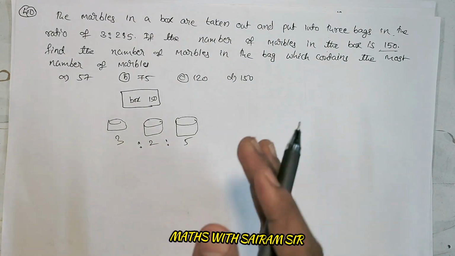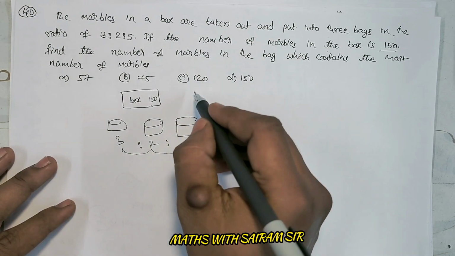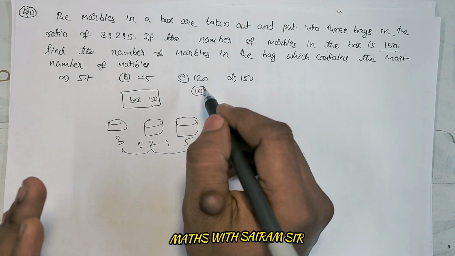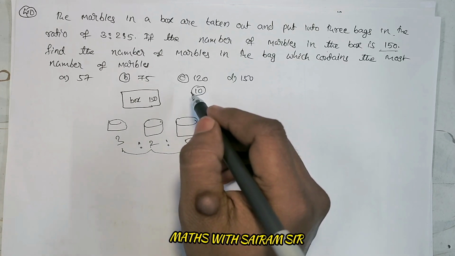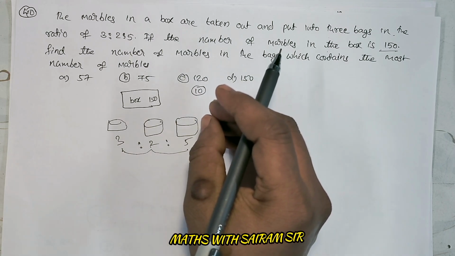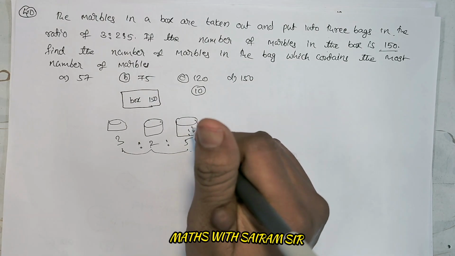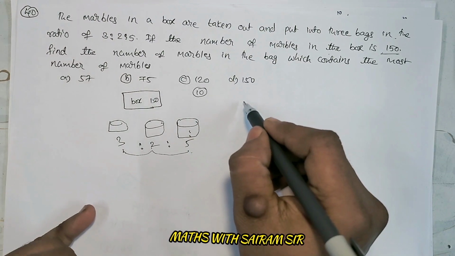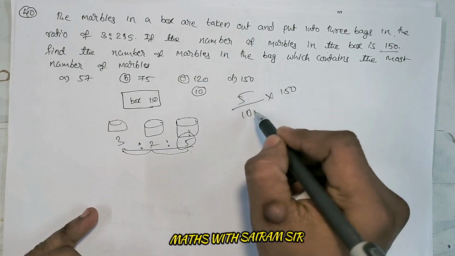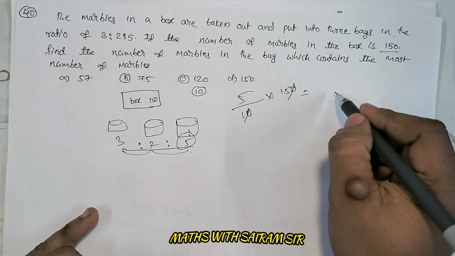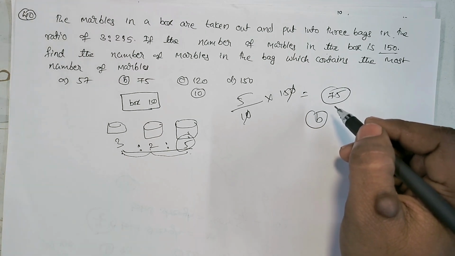So what is the meaning of this ratio? If you take the sum of the ratio terms, 3 plus 2 plus 5, that is 10. That means if we have 10 marbles, out of 10 marbles, 3 marbles are given to the first bag, 2 marbles are placed in the second bag, and 5 marbles are placed in the third bag. So in which bag are more marbles placed? That is the third bag. So we are asked to find how many marbles are placed in the third bag. In the ratio, the third bag represents 5, so 5 by the sum of the ratio terms, 10, into 150. So 15 fives are 75. So option B is the correct answer in this case. Okay, so likewise we can solve these problems very easily.